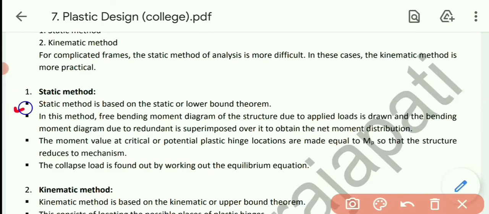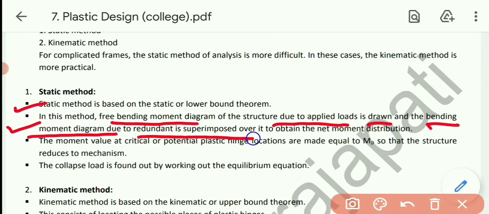The static method is based on the static or lower bound theorem. In this method, the free bending moment diagram of the structure due to the applied load is drawn, and the bending moment diagram due to the redundant is superimposed over it to obtain the net moment distribution.